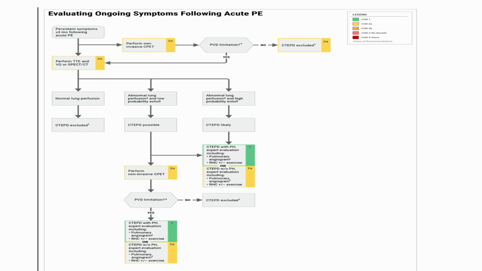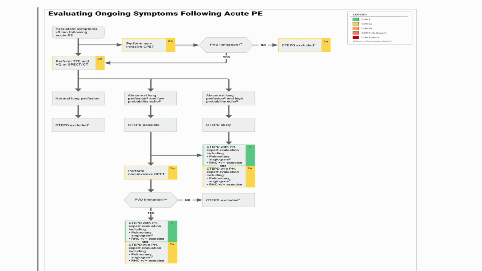When that happens and your patient comes to you, you would do both TTE and a VQ or SPECT CT. That's the recommendation. So you may choose the path where you're doing both. And if the lung perfusion is normal and CTPD is excluded, you may give your patient some pulmonary rehab. Or you may choose a path where you perform a noninvasive test first, and that would be a cardiopulmonary exercise test.